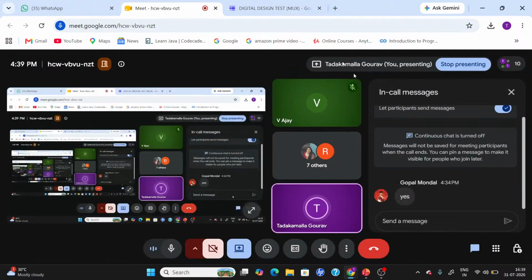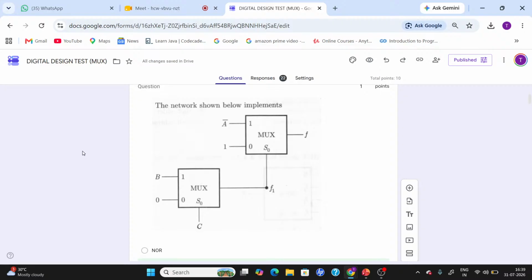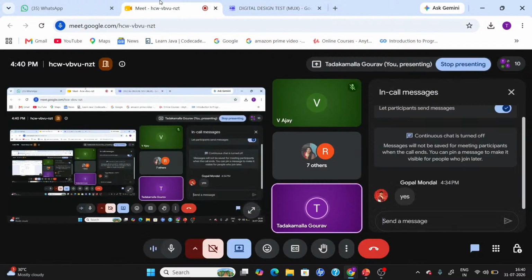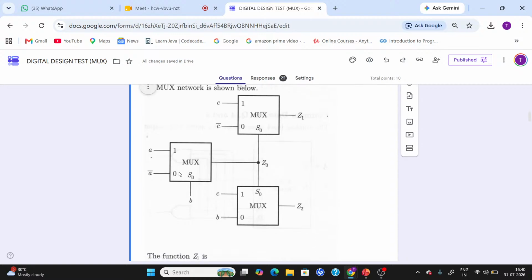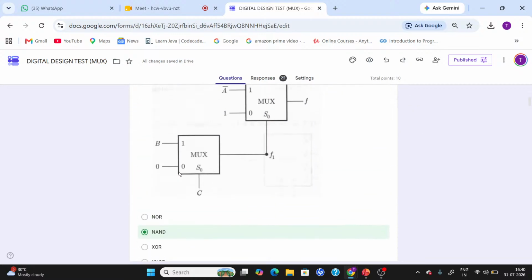I think someone has texted me also regarding this question. So you can see it over here. It is option C only. It's not option D. Okay. Yeah. Now let's move to the next question.